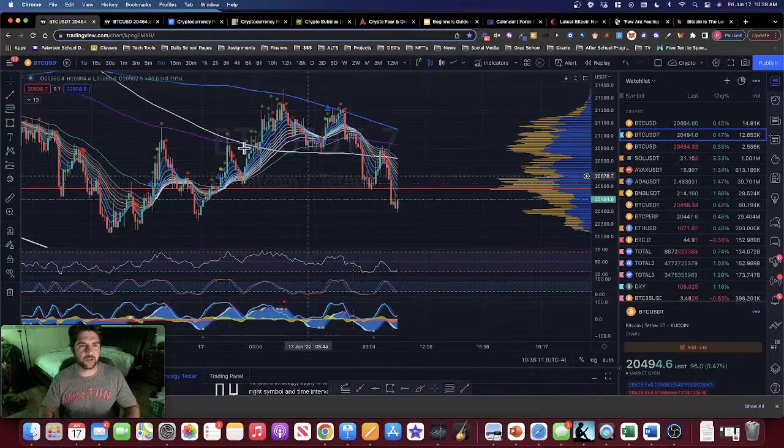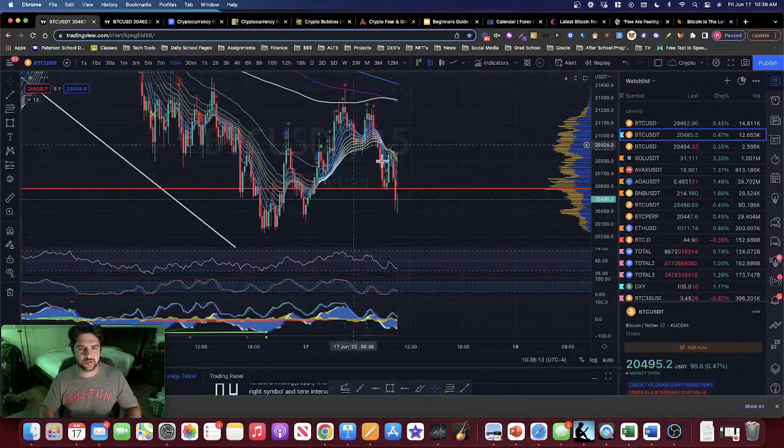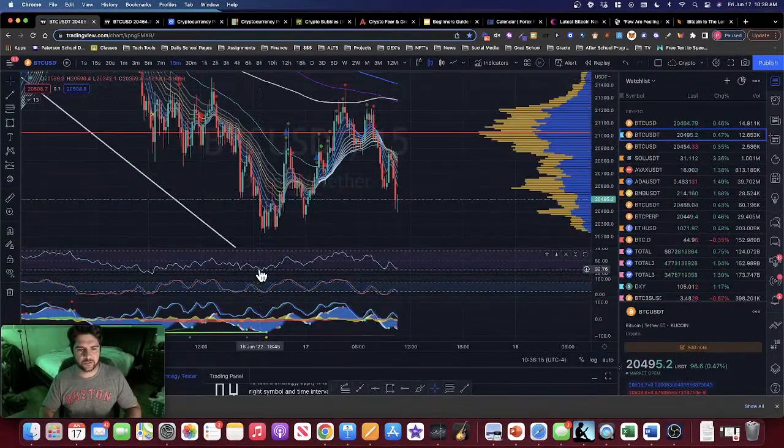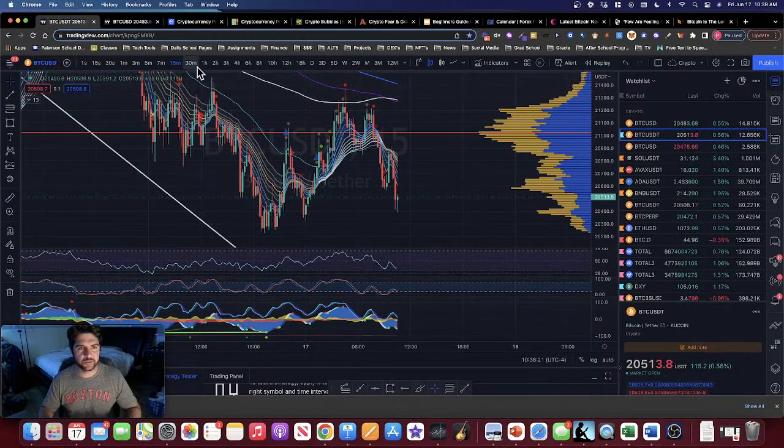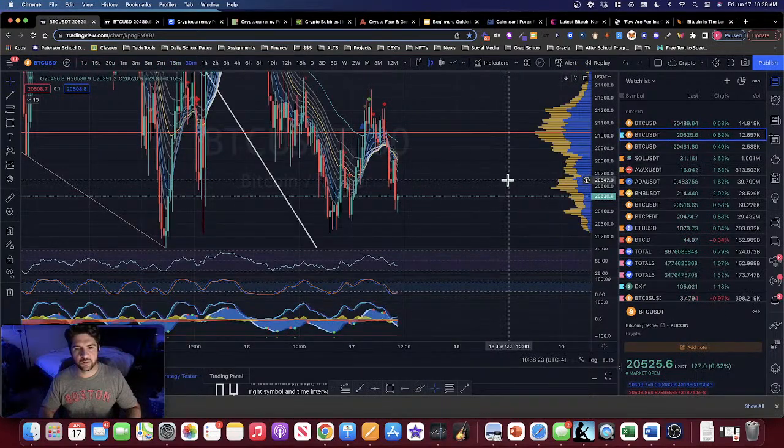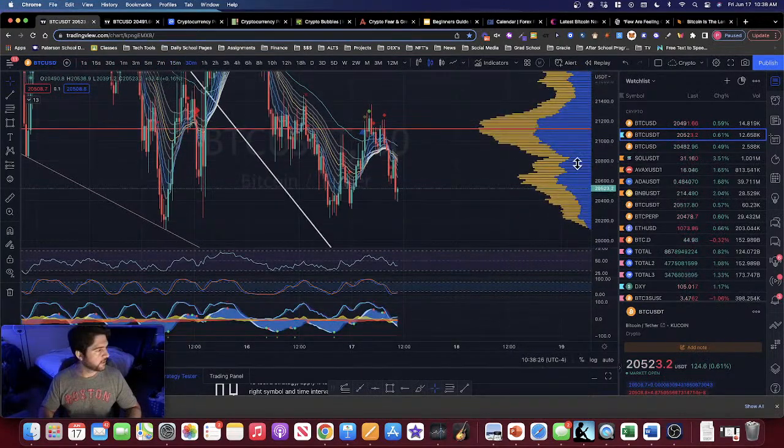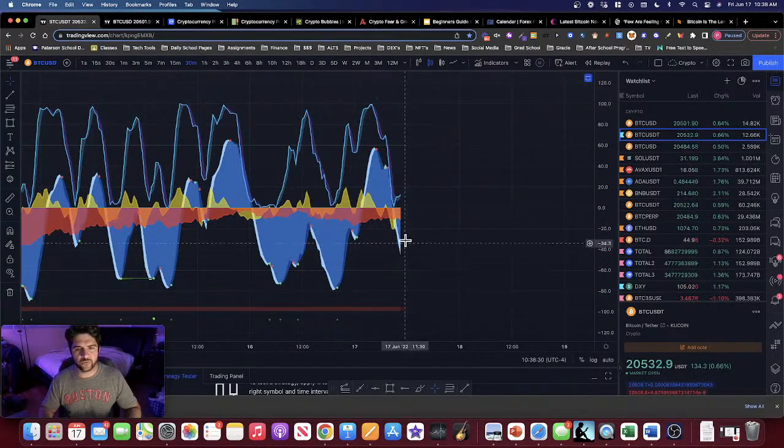So what else we got going on here? Taking a look at the charts. The 15-minute, no divergence to speak of. No divergence. Not looking good, though. I'll tell you that. It is not looking good at all. You got your momentum wave coming down here on the 30-minute.